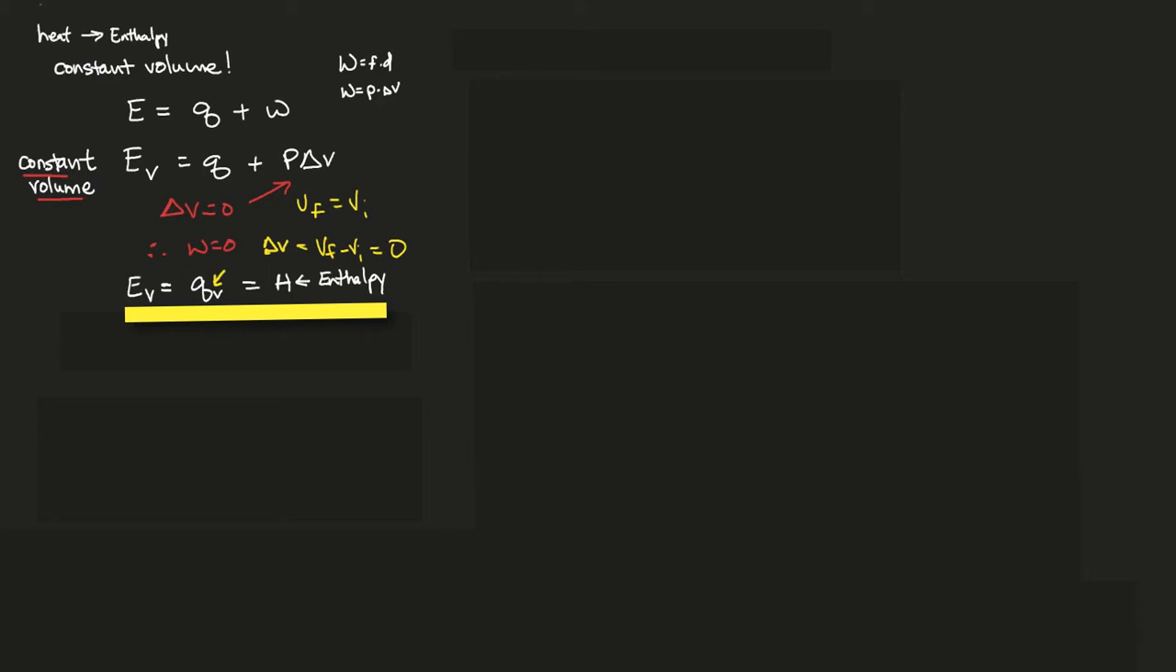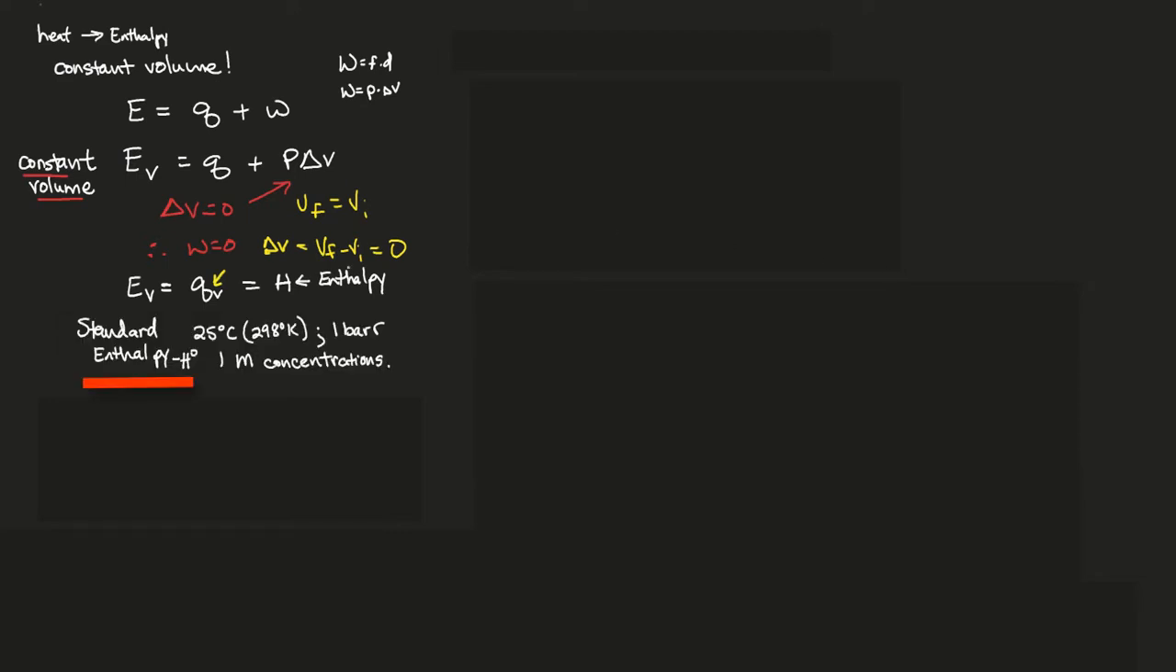Now, whether we're discussing enthalpy or enthalpy at standard state, which means that we have 25 degrees Celsius, 298 Kelvin, 1 bar of atmospheric pressure, and 1 molar concentrations of everybody, then we use this little degree symbol attached to our enthalpy symbol to indicate we're at standard enthalpy.